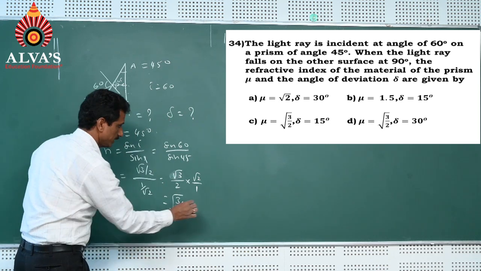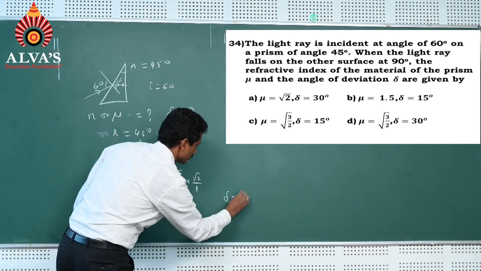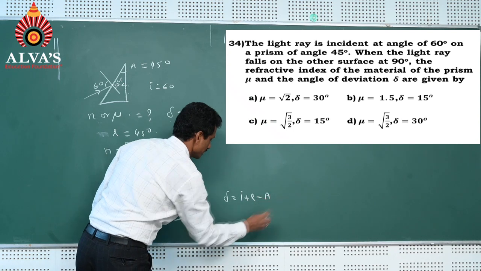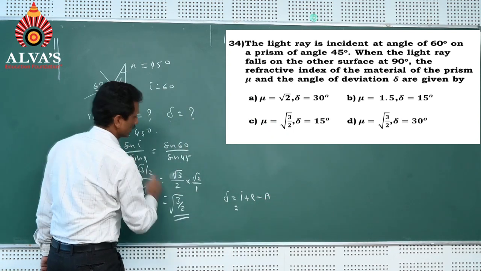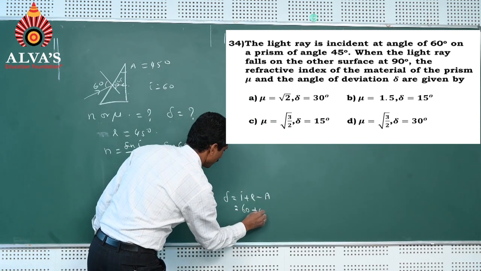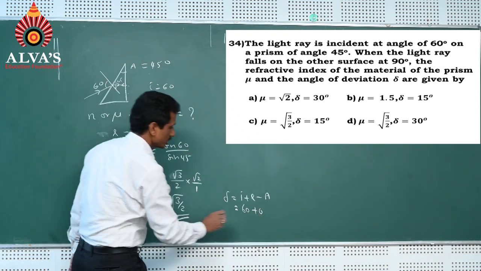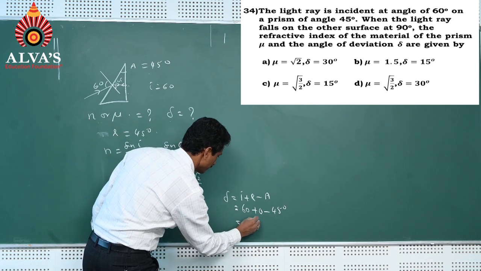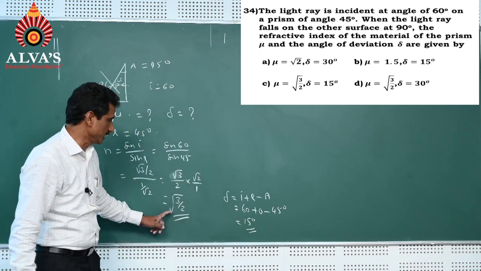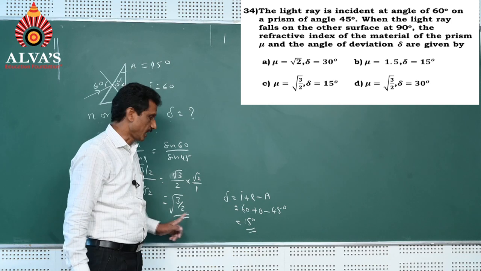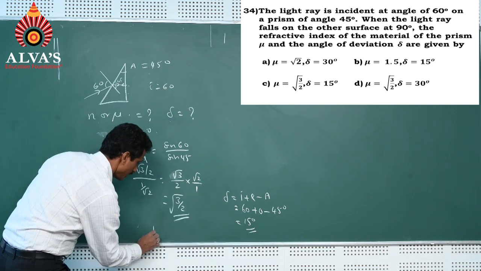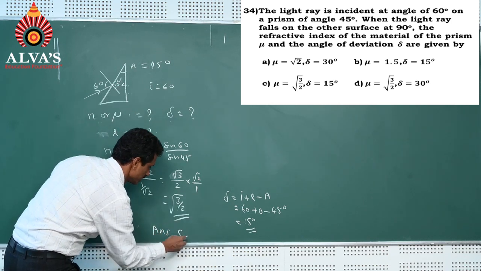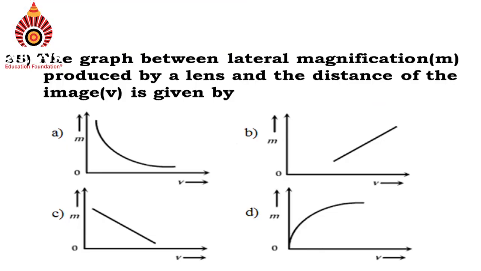D is the deviated angle. You know delta is equal to I plus E minus A. I is 60 degree and the emergent angle is 0 for normal incidence, minus A which is 45 degree, so it is 15 degree. Therefore N is root 3 by 2 and delta is 15 degree. Answer is C. Okay, let me go for the next question.